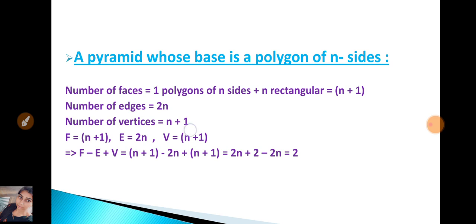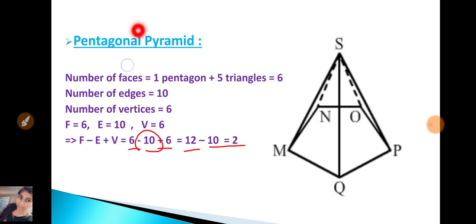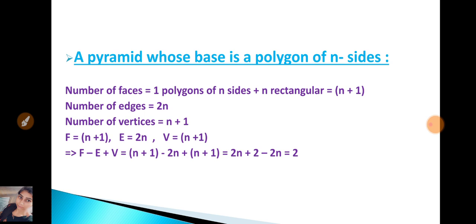A polygon, as you can see here. Pentagonal pyramid means one base, that is a pentagon on the base, and each side of the base will be connected to a triangle. So let us see here.